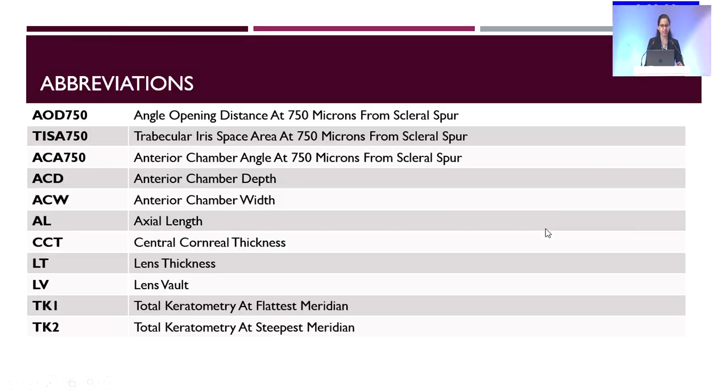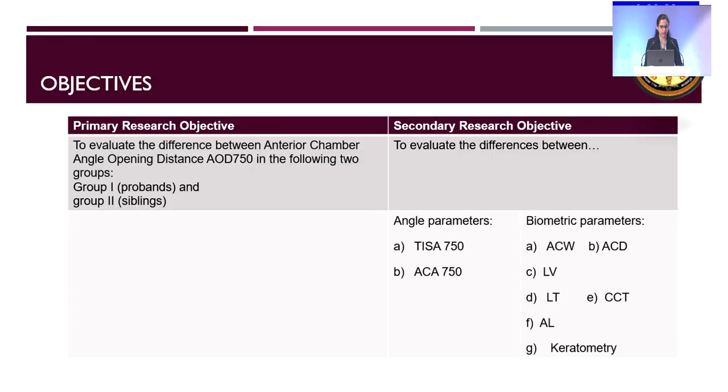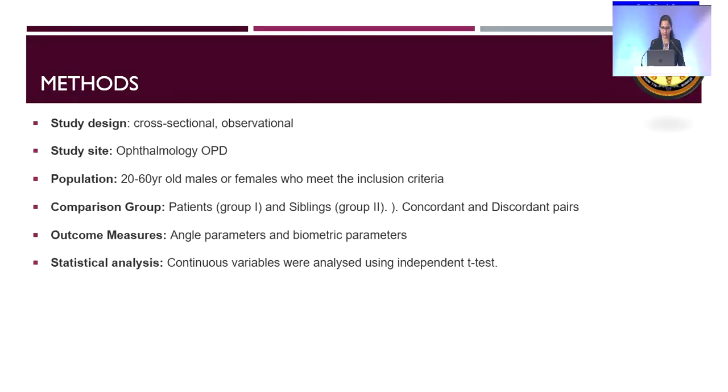So these are the abbreviations used. My primary research objective was to evaluate the difference between the anterior chamber angle opening distance at 750 microns from the scleral spur in the two groups, which were probands and siblings. And the secondary research objective was to evaluate the different angle and biometric parameters. So my study design was cross-sectional and observational, which was done at the ophthalmology OPD and recruited 20 to 60-year-old males and females. And outcome variables were measured. As they were continuous variables, it was analyzed using independent t-test.